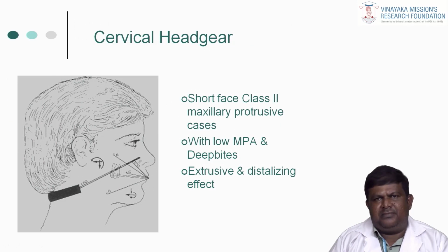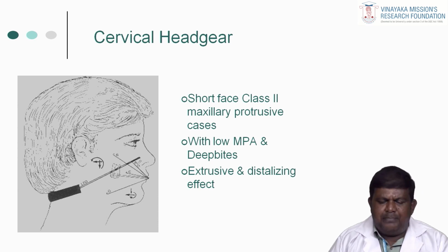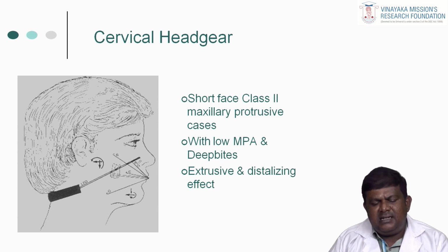Cervical headgear. Next is cervical headgear. We can see in the picture cervical headgear, used in short face and class 2 maxillary protrusive cases with low MPA and deep bites. There is an extrusive and distalizing effect by using cervical pull headgear.